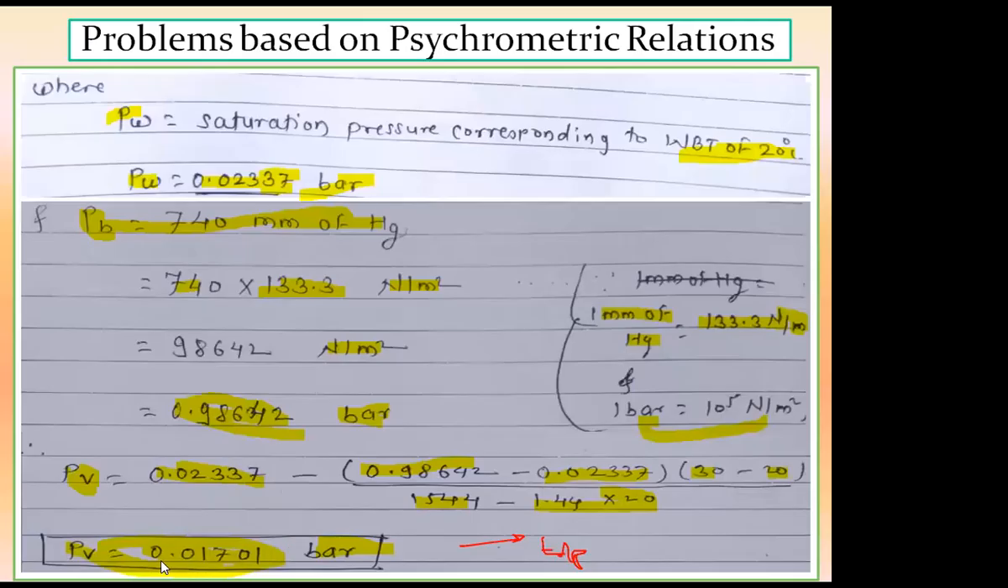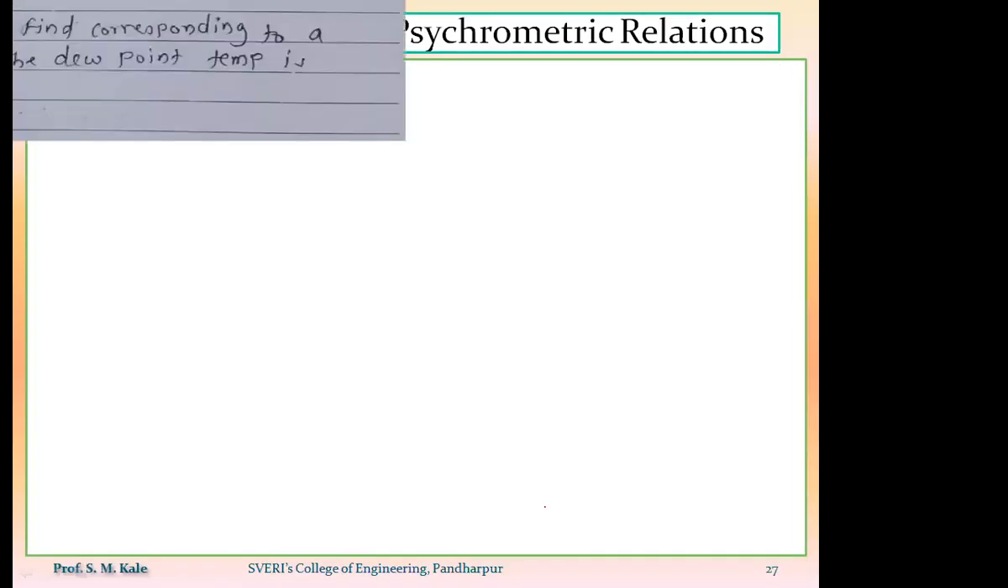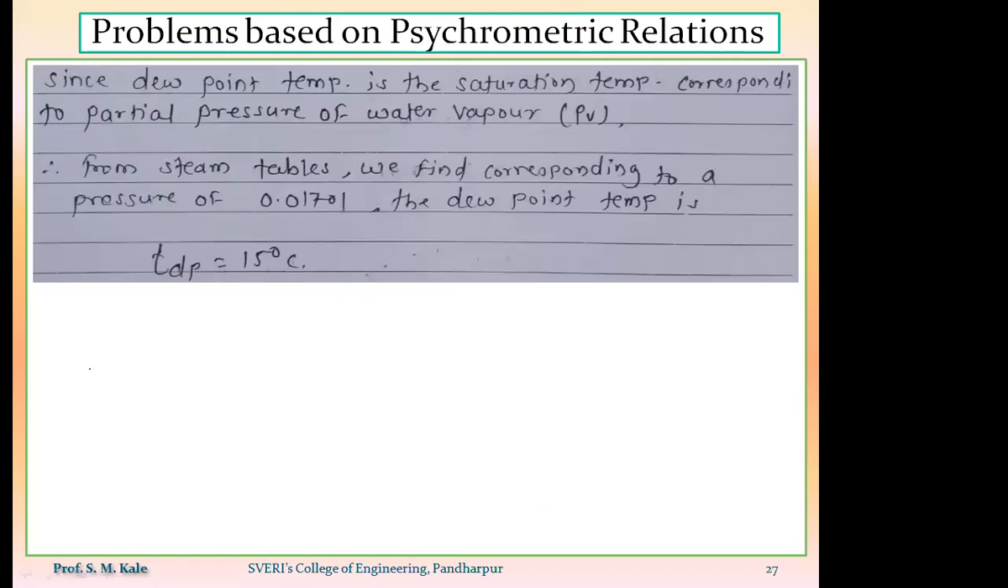So here, as I am getting the value of PV as 0.01701 bar, the corresponding temperature is nothing but the dew point temperature. So from the steam table, we'll find out the temperature corresponding to pressure 0.01701 bar. So I will get the value of dew point temperature.